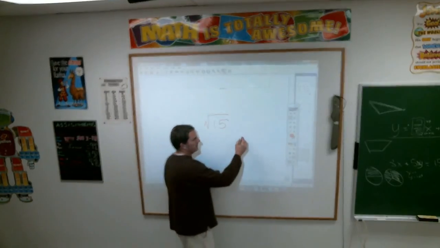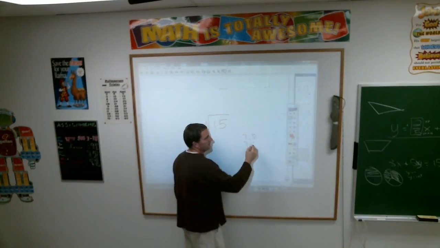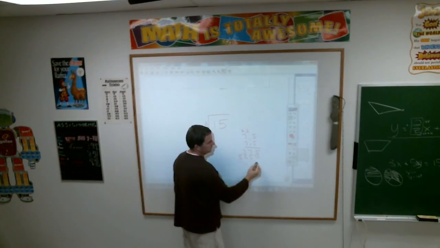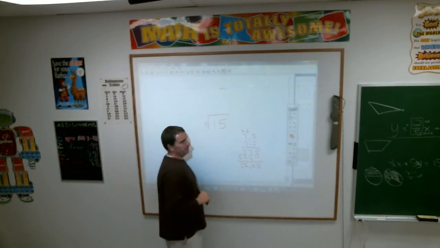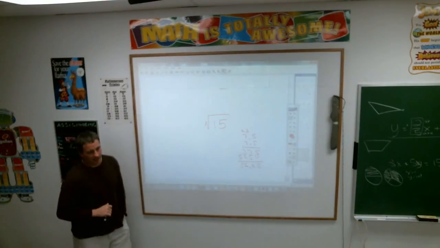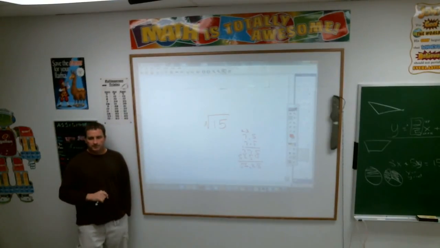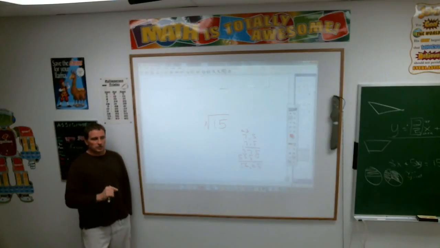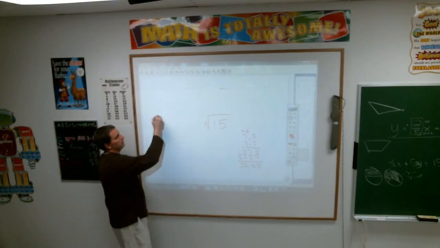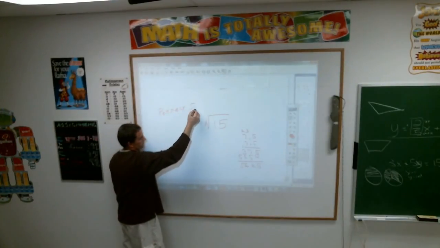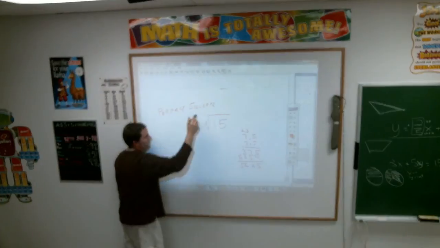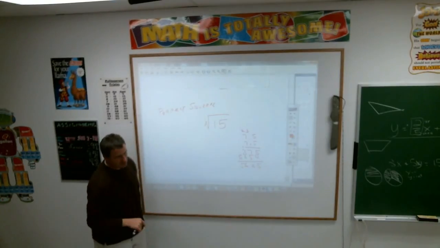7.5, let's try. I get 56.25 when I take 7.5 times 7.5. Okay? There are only certain ones that work, and those are called the perfect squares. The only numbers that work out nicely were the ones we just talked about.